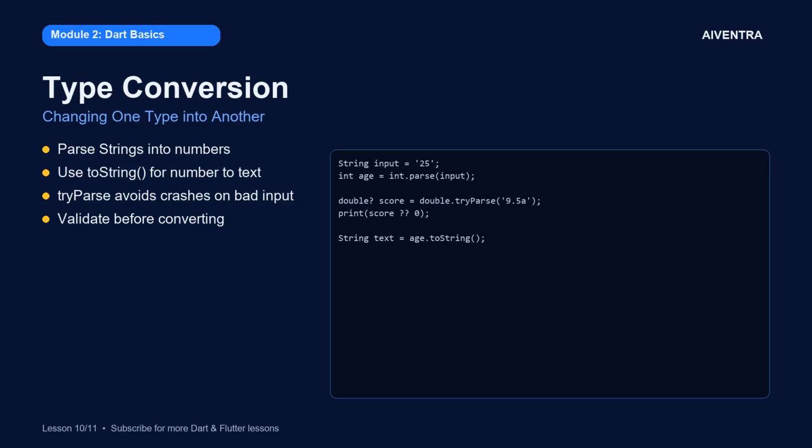Let us recap type conversion. Key point 1. Parse strings into numbers. This is important because it helps you write clean, predictable Dart code and avoid common beginner mistakes.